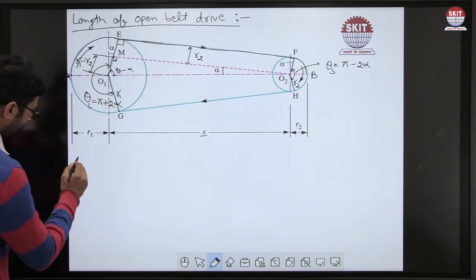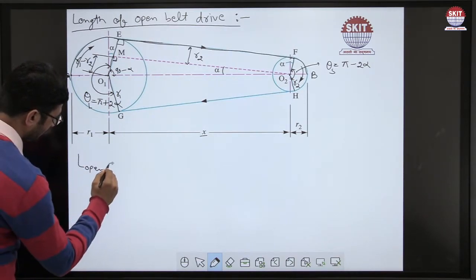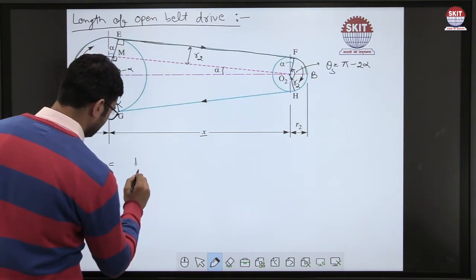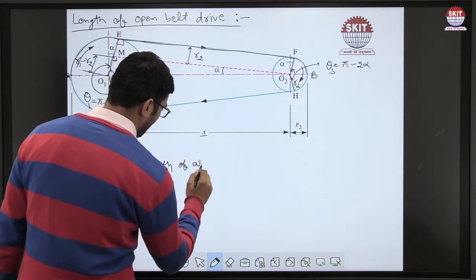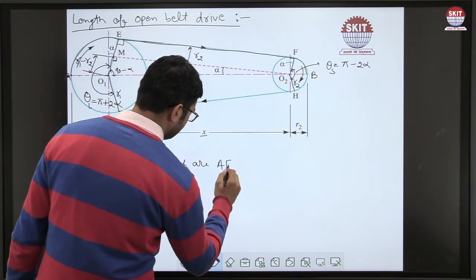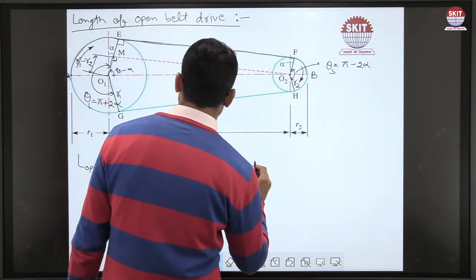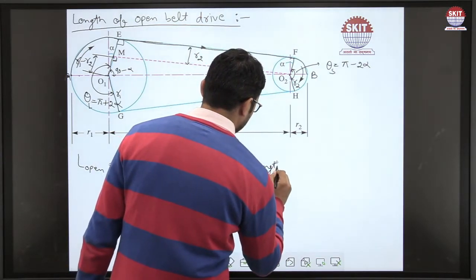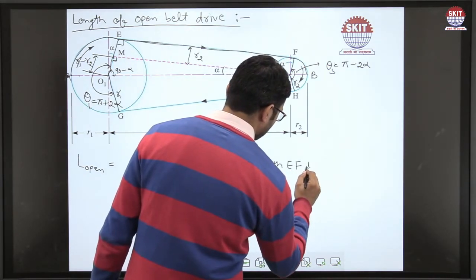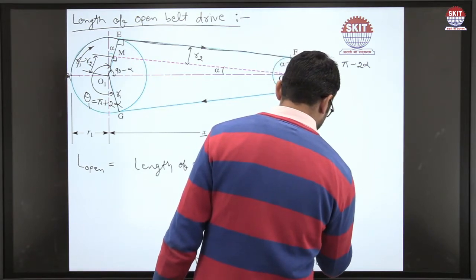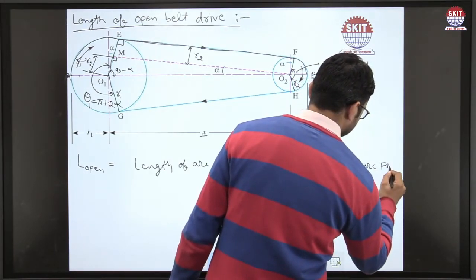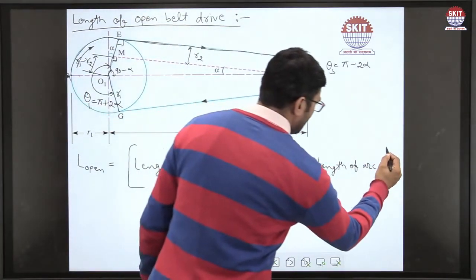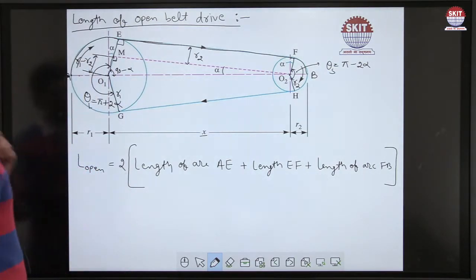Now for the length of the open belt, L open, we find out the length of arc AE plus length EF plus length of arc FB, and multiplied by 2, we find out the total length of the open belt drive.